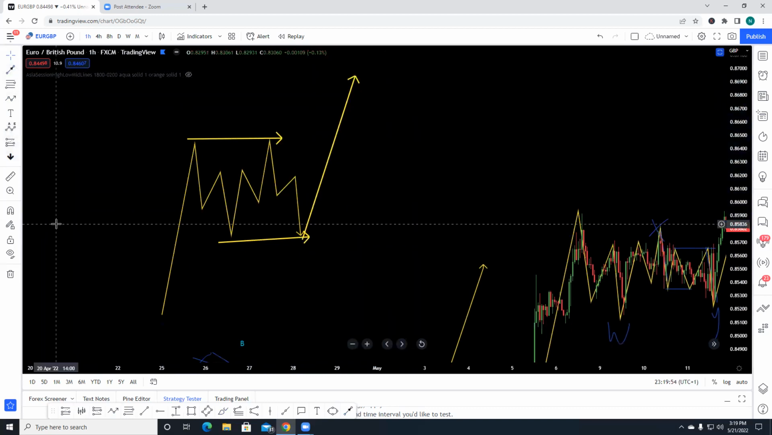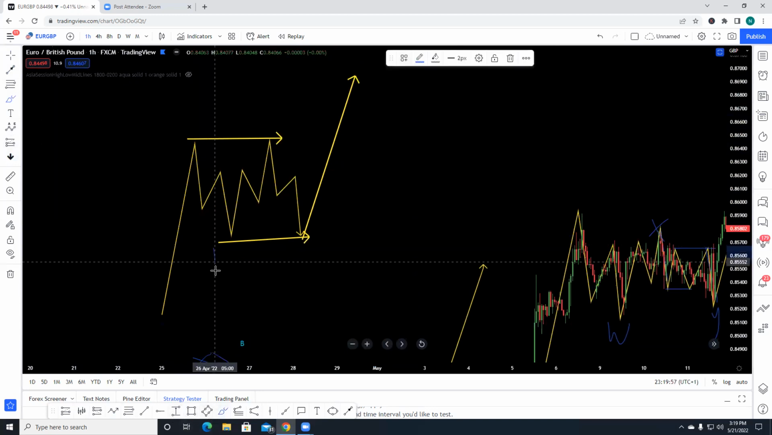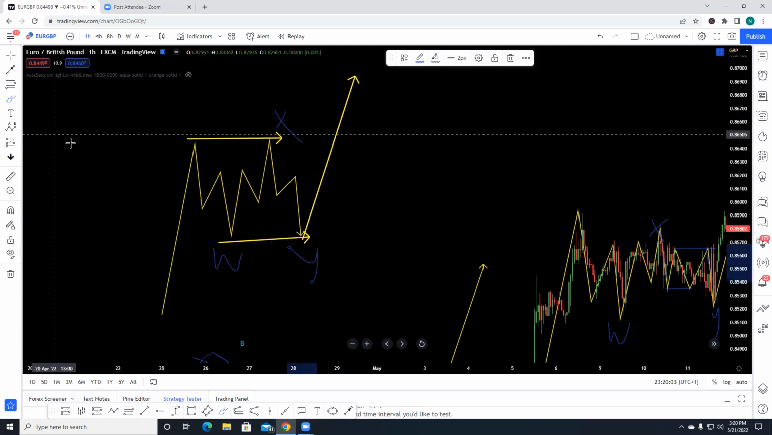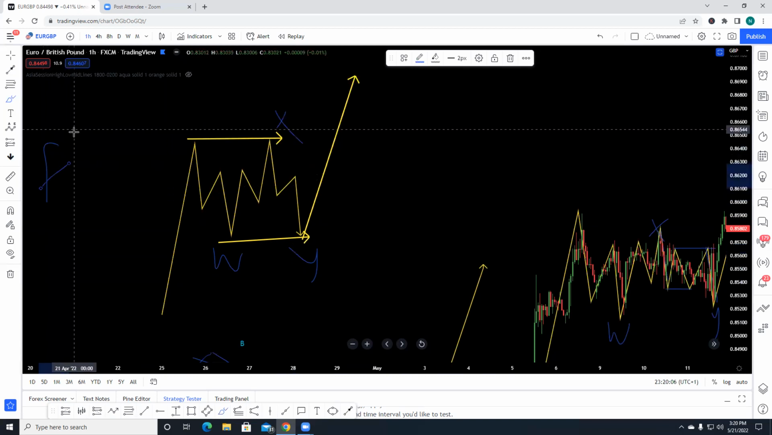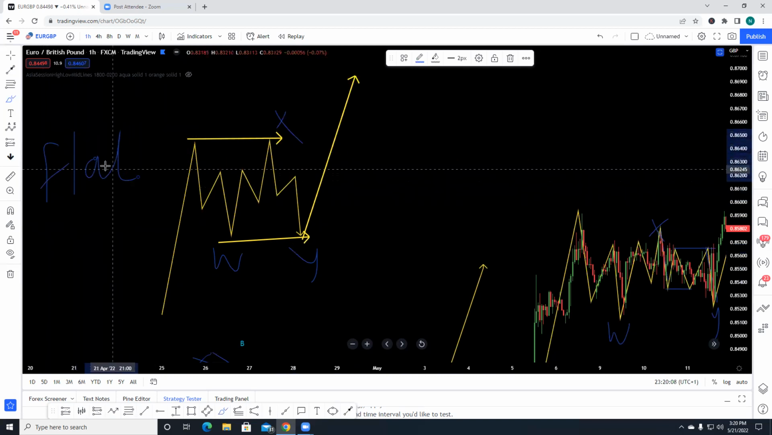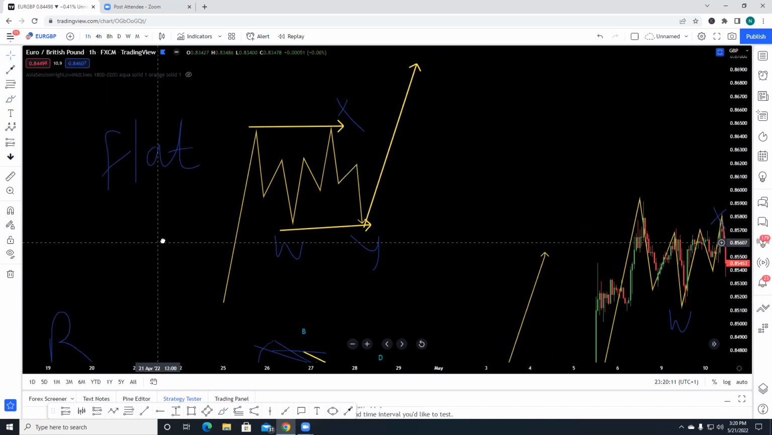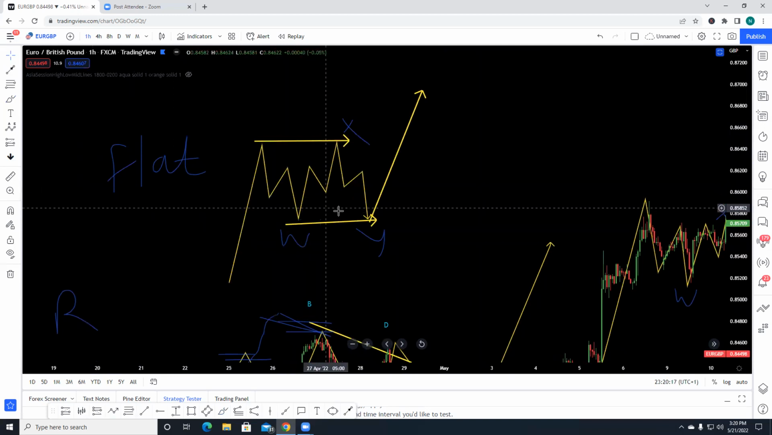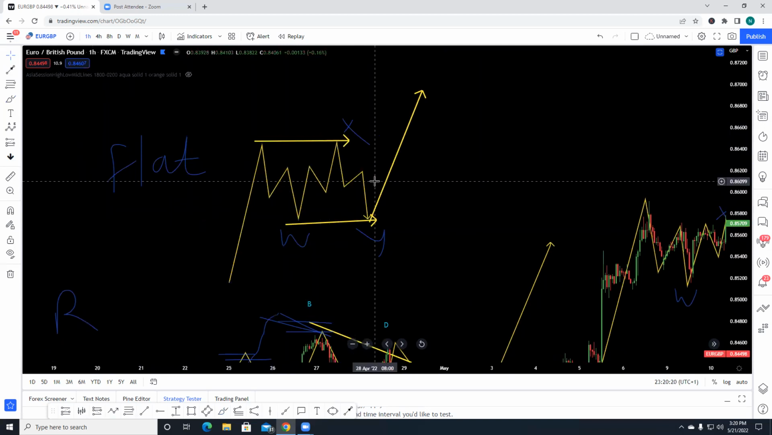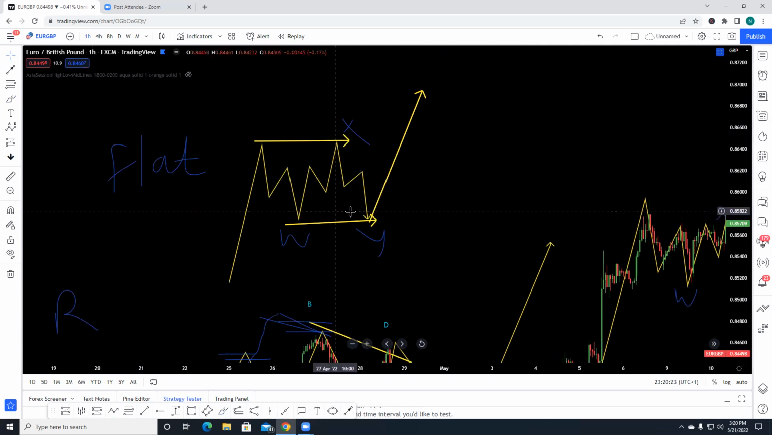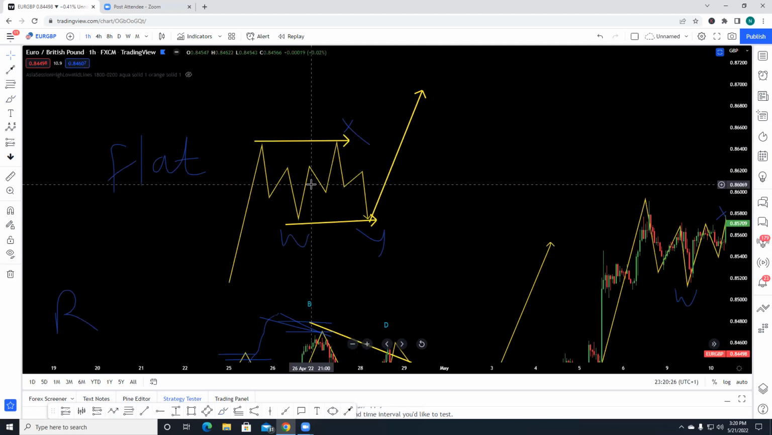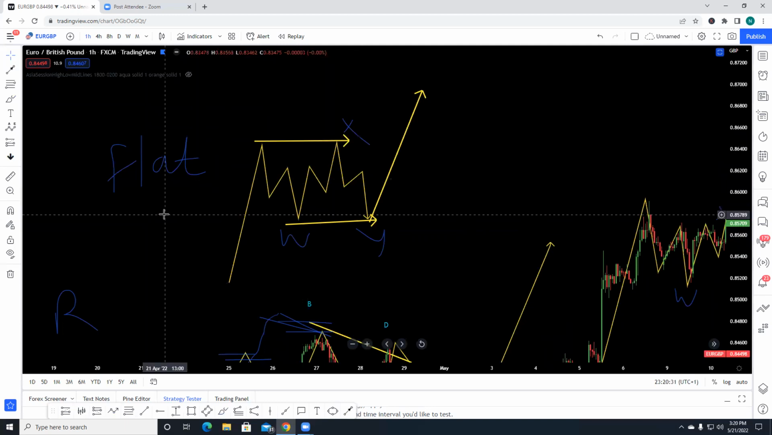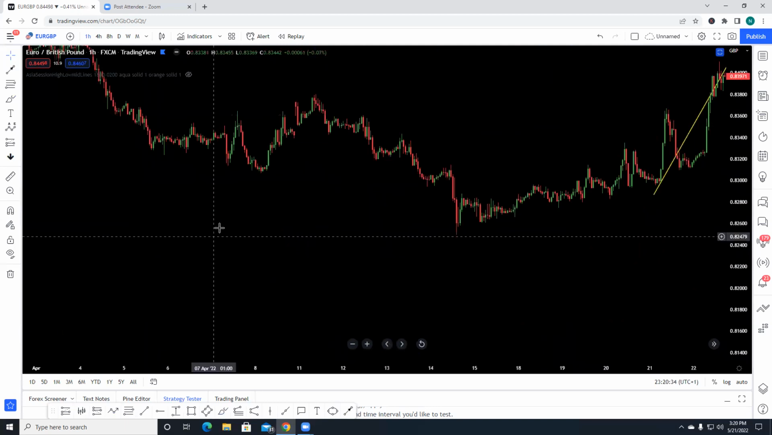If you have to label this, then you're going to get something that looks like this: W, X, and Y. So even though it's WXY, it is a WXY flat, okay? WXY flat. Do you understand now? It's very, very important you understand this: this is a flat corrective structure. But despite the fact that it is a flat, it is in the form of WXY. Why? Because instead of 3, 3, 5, to make it a flat corrective structure, it carried 3, 3, 3. Do you understand? Now, let's go back to the chart.